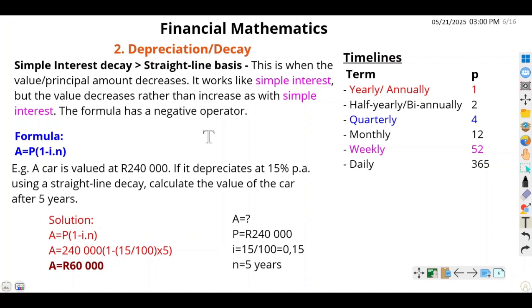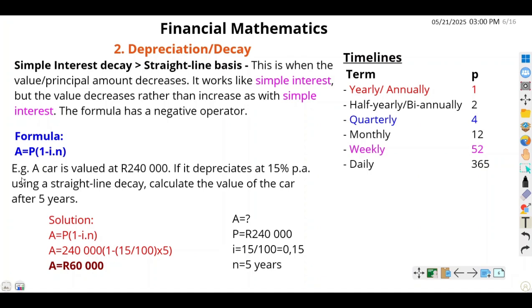When they say the formula has a negative operator, this means it is the same formula we used for simple interest investment, but instead of using a positive here, we're going to use a negative, implying that it gets reduced. This is going to be your interest, this is the number of terms. So it gets reduced like that. Here's the formula.